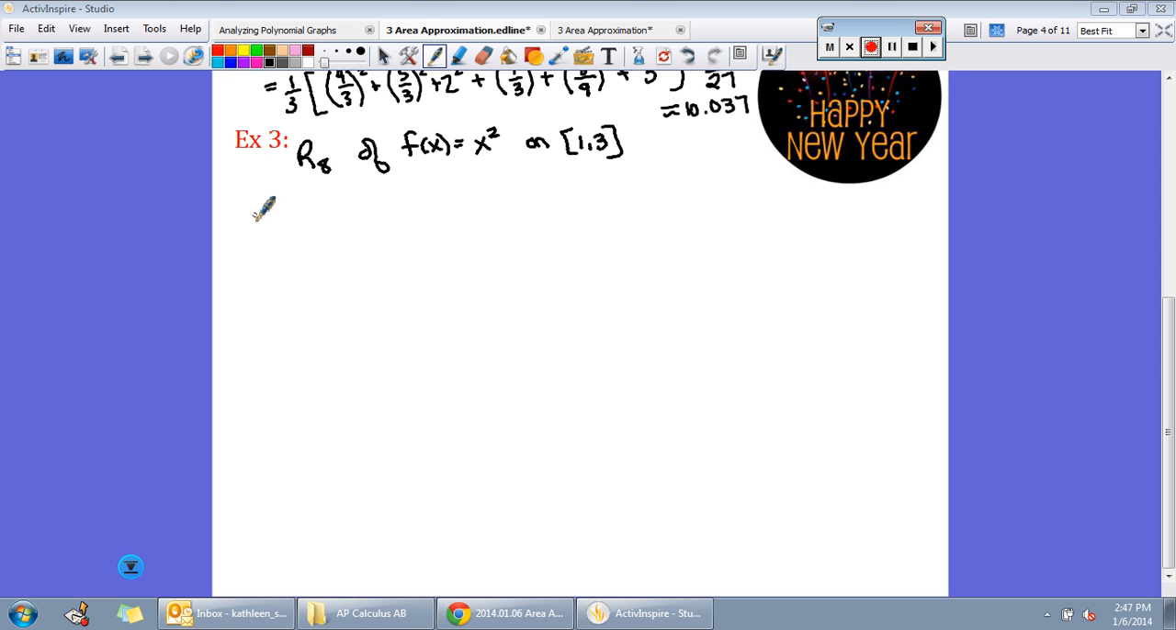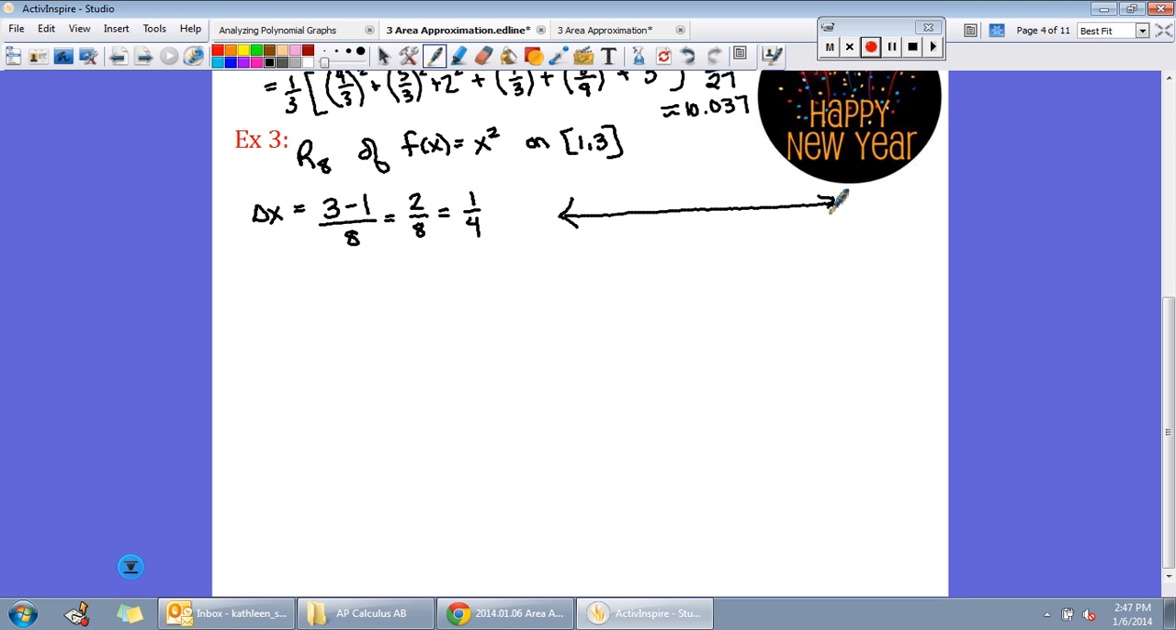The first thing we need to do is calculate your change in x. This we do by taking the difference of the interval and dividing by how many subintervals you want to have. Well, 3 minus 1 is 2, and when you reduce that fraction you're going to get 1/4. So on our number line between 1 and 3, we want to have 8 subintervals broken up at every 1/4. So we're going to have 1 and 1/4, which is 5/4, plus another 1/4 is 3/2, plus another 1/4 is 7/4, plus another 1/4 is 2, and then 9/4, and then 5/2, and then 11/4.